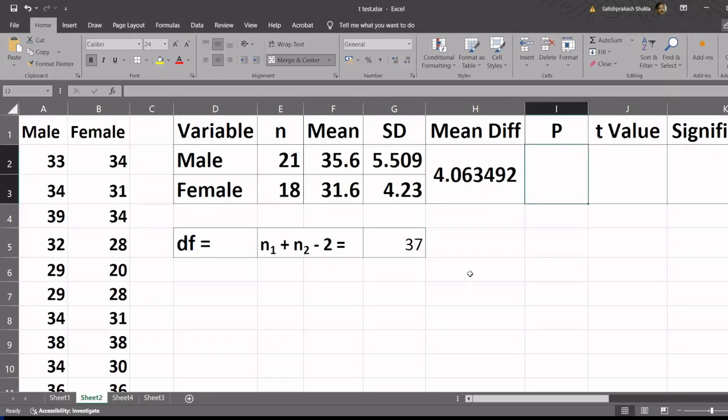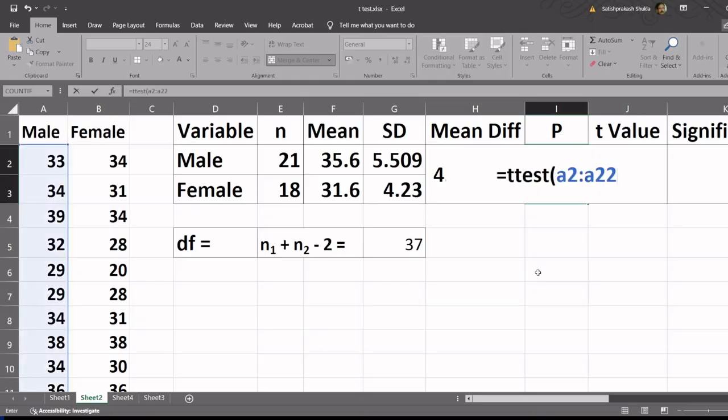Now, we will find probability, P probability. Probability shows at which probability level the difference between means is significant. To find probability, we will start our function with equal sign, then we will write TTEST, then we start bracket, and in bracket range of first data, that is of male teachers, will be written here A2 to A22. Then we have to put comma. After comma, we have to write range of second data set, that is of female. It is from B2 to B22.